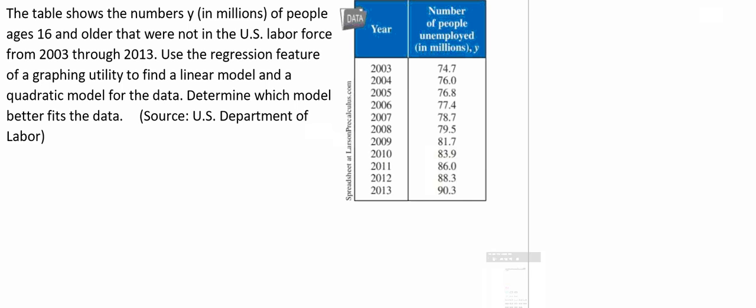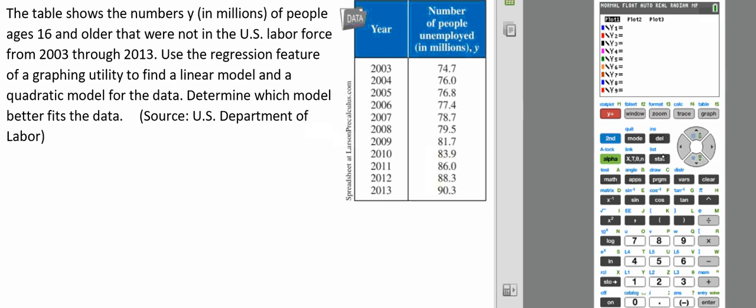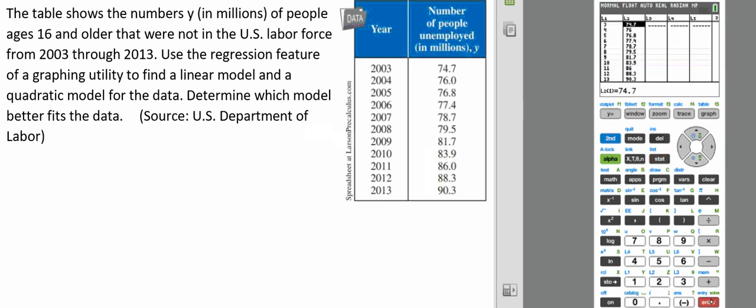So we're going to begin by plugging in our data into our calculator. So go ahead, and I've already got mine plugged in here. Notice that on my x's, instead of plugging in 2003, I've used a 3 to represent 2003, a 4 to represent 2004, and so you should do the same. So go ahead and push pause, and then when you're done, push play, and we'll continue.